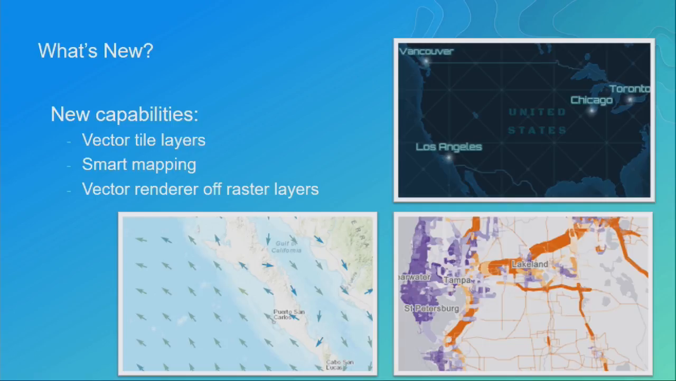So what's new? The top things, in addition to the ones I previously mentioned, vector tile layer support. So vector tiles can be printed, and they'll be printed as vectors, except for point symbols and sometimes text, which are not actually vector in vector tiles. That is an implementation detail of how vector tiles work. Better support for the smart mapping capabilities in ArcGIS Online. And if you use something like the vector renderer off raster layers, they call it the vector field renderer, I think, for doing things like wind direction, you'll have support for that as well.